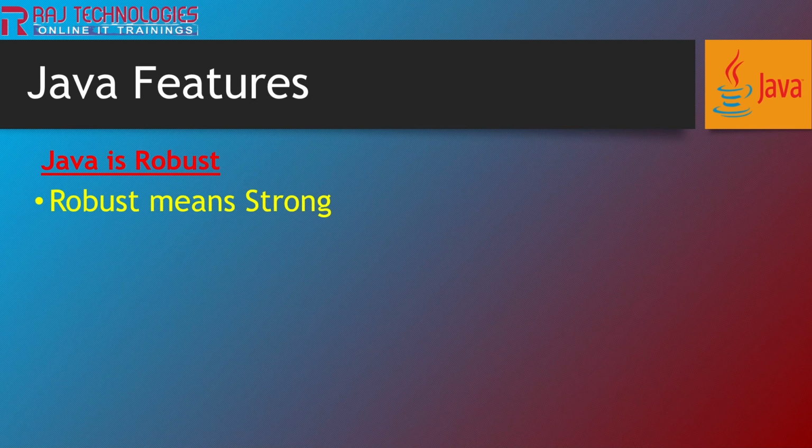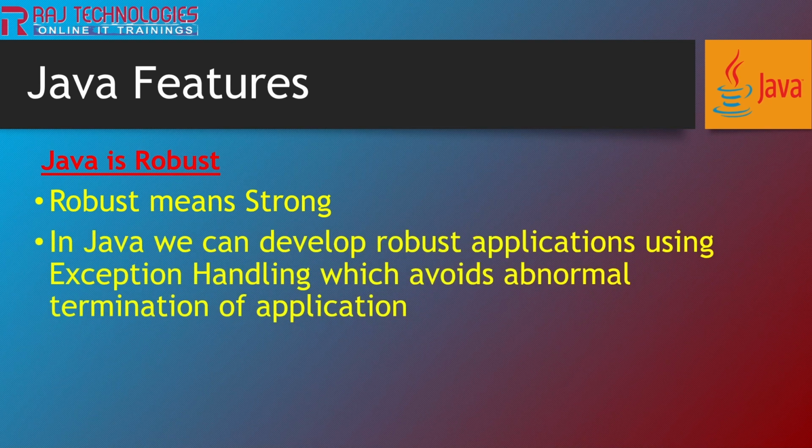Such types of applications only we call robust applications. In Java also, we can develop robust applications using exception handling. Using this exception handling, we can avoid abnormal termination of the application. So this is also a very important topic in Java for us. We'll discuss exception handling more in depth in this series.